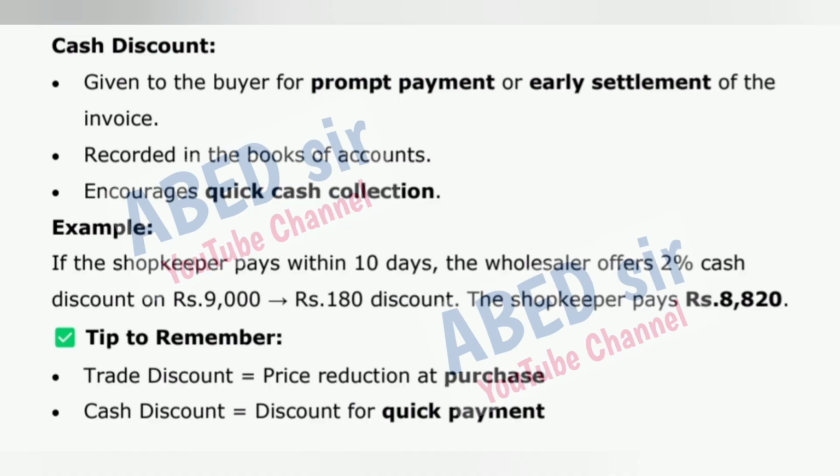Encourages quick cash collection. Example: if the shopkeeper pays within 10 days, the wholesaler offers 2% cash discount on 9,000 rupees, 180 rupees discount. The shopkeeper pays 8,820 rupees. Tip to remember: trade discount is equal to price reduction at purchase. Cash discount is equal to discount for quick payment.